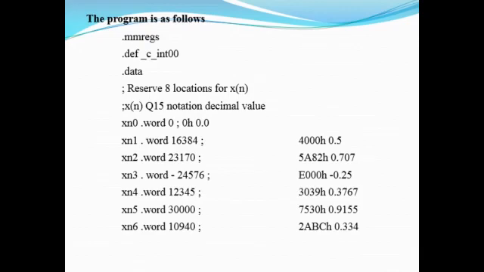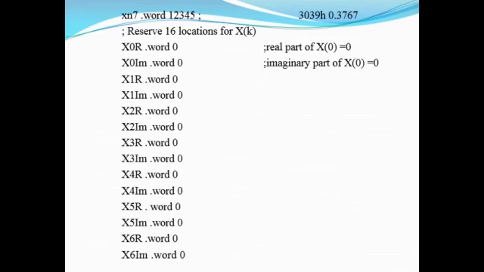Then we say word 0 and word 16384. These are the values we define as word for xn or x of 1. This is what we consider in decimal. These are the decimal values for this particular value of the sample. So these are the samples. For example, I have taken these samples, a total of 8 samples.